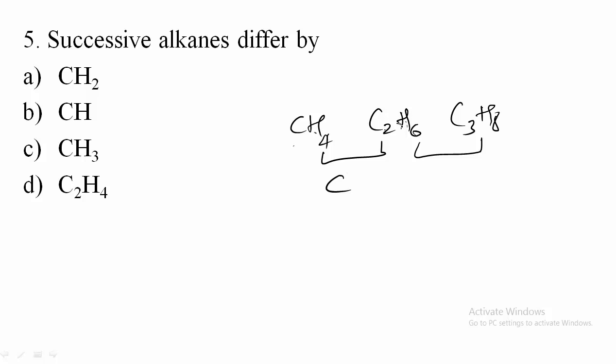Here H4 is there and here H6 is there. So what is the difference in the number of hydrogen atoms? 2. So CH2, and here also the difference is CH2. So successive alkanes differ by a CH2 unit. Therefore option A will be the right one.